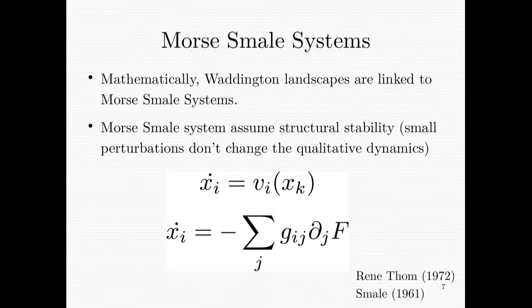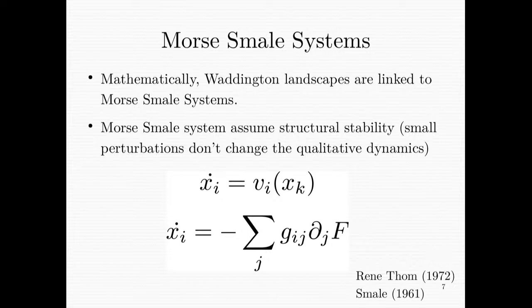And there's some old work which we're building on by René Thom in particular, which says that Waddington landscapes, this idea that you have these robust developmental trajectories, are linked to what are called Morse-Smale systems. And the main thing in Morse-Smale systems that links to ideas of Waddington is this concept of structural stability. And structural stability, very loosely speaking, is the idea that small perturbations don't change the qualitative nature of the dynamics. Your dynamical system remains qualitatively the same if you make arbitrary small perturbations to it.